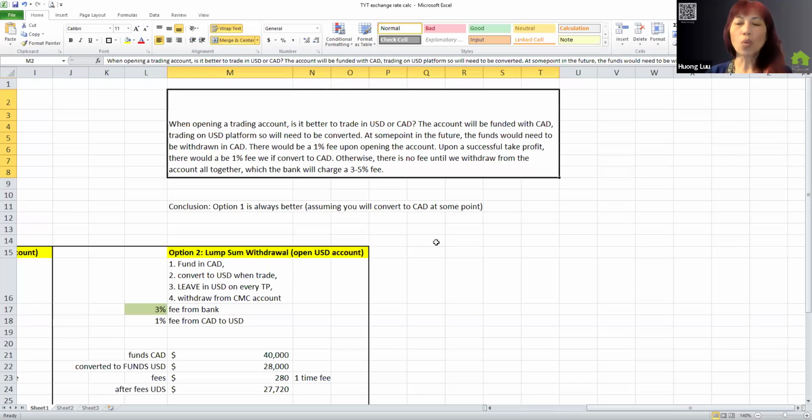When there's a successful take profit on the trading platform, I will make some money. And if I convert that money into Canadian dollars at that point, I have to pay a fee. So my option is one, I don't trade it or exchange it into Canadian dollars after every successful trade.